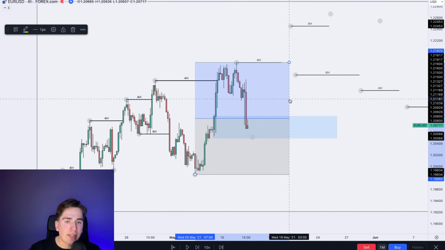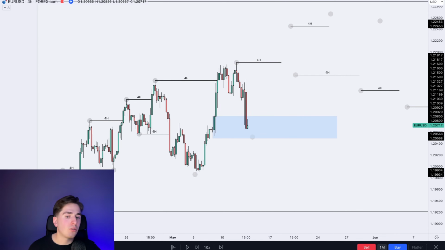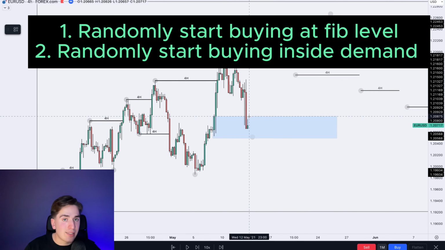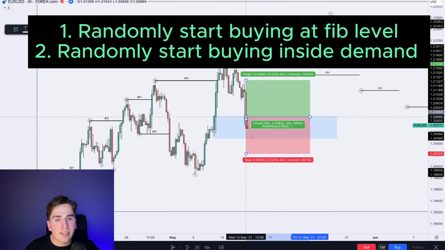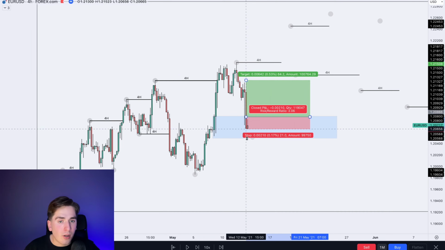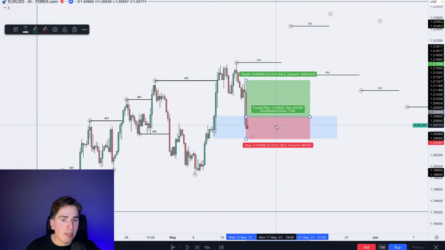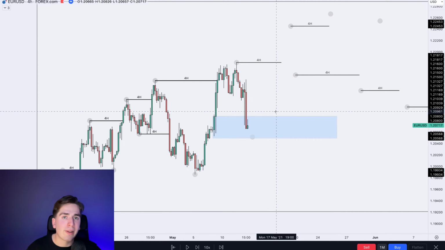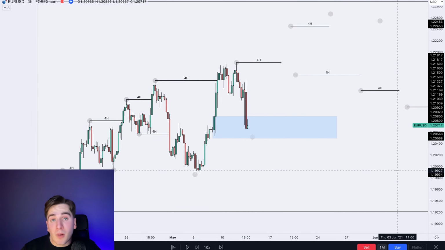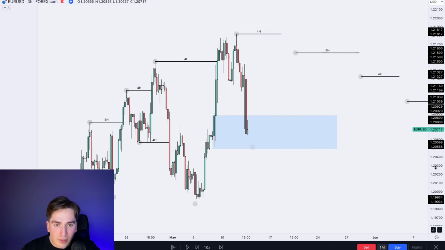When is then the right time to buy? Because a lot of people just randomly start buying at either the 618 fib or inside an area of demand. But why is this area of demand a good area of demand? Why can we long from it? And how do you increase your overall strike rate if you, for example, trade supply and demand? Well, the best way, in my opinion, is to utilize something called fractal structure.